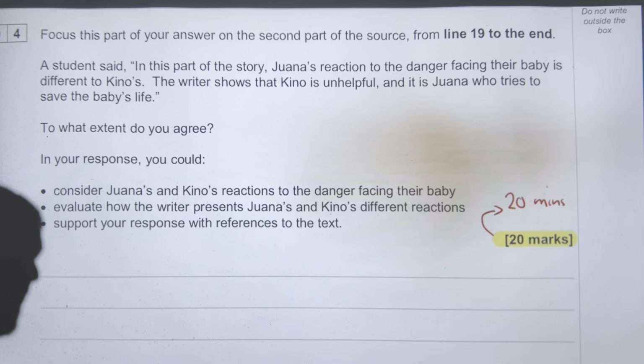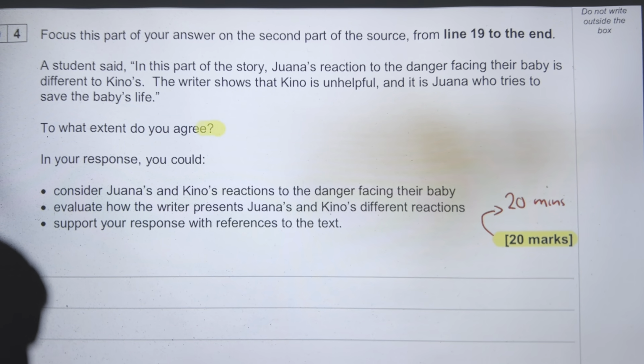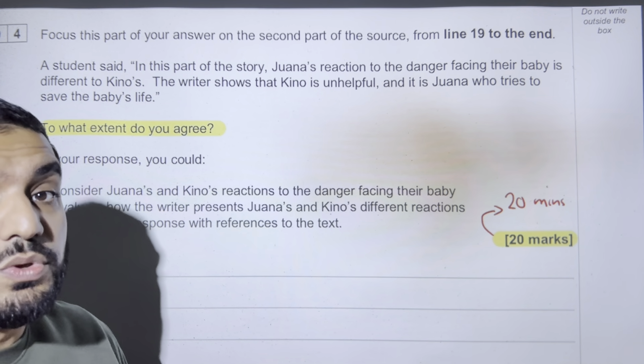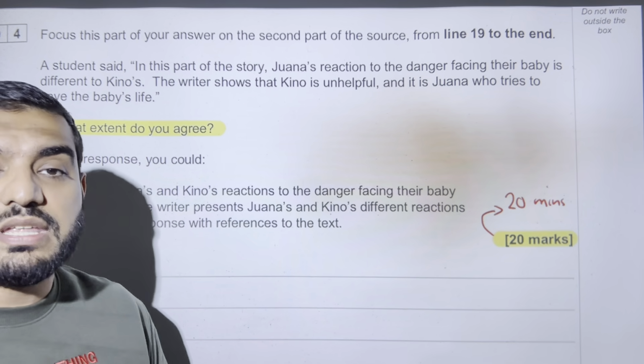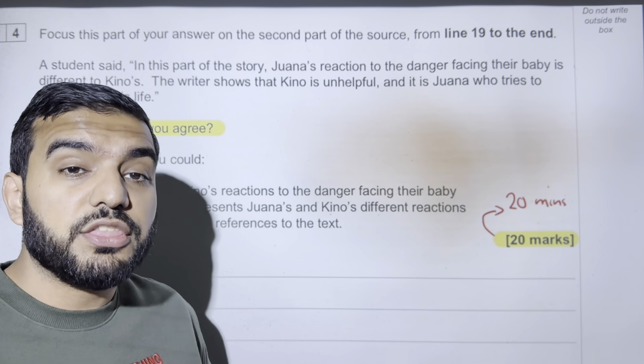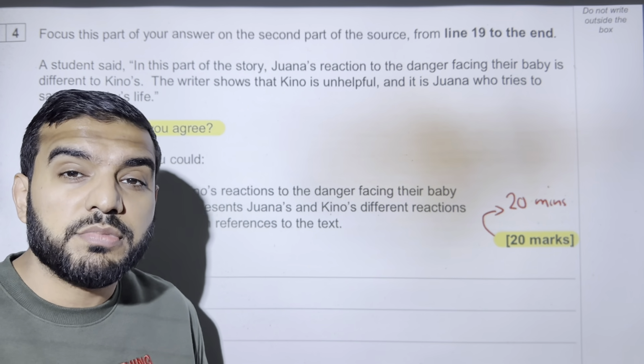And the question, guys, is always going to give you a statement, and then it will ask you, how much do you agree with the statement? Do you agree with it a lot, or do you agree with it a little bit? And we present 3 paragraphs with our argument inside it.